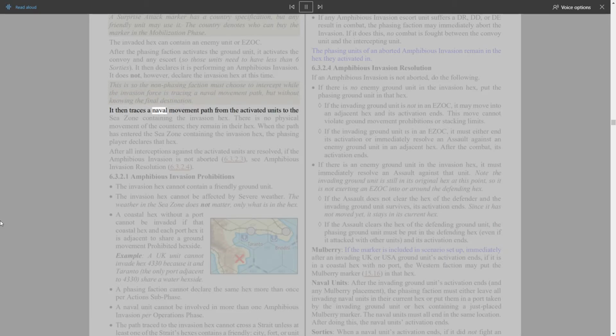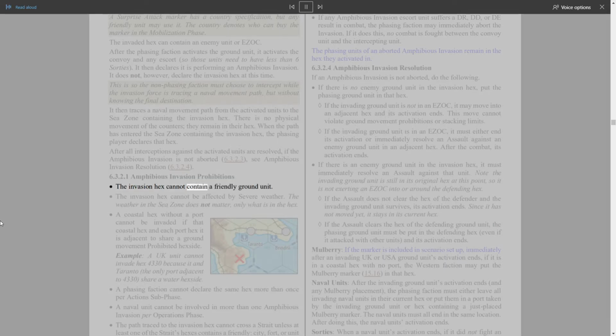It then traces a naval movement path from the activated units to the sea zone containing the invasion hex. There is no physical movement of the counters, they remain in their hex. When the path has entered the sea zone containing the invasion hex, the phasing player declares that hex. After all interceptions against the activated units are resolved, if the amphibious invasion is not aborted as per 6.3.2.3, see Amphibious Invasion Resolution, 6.3.2.4.